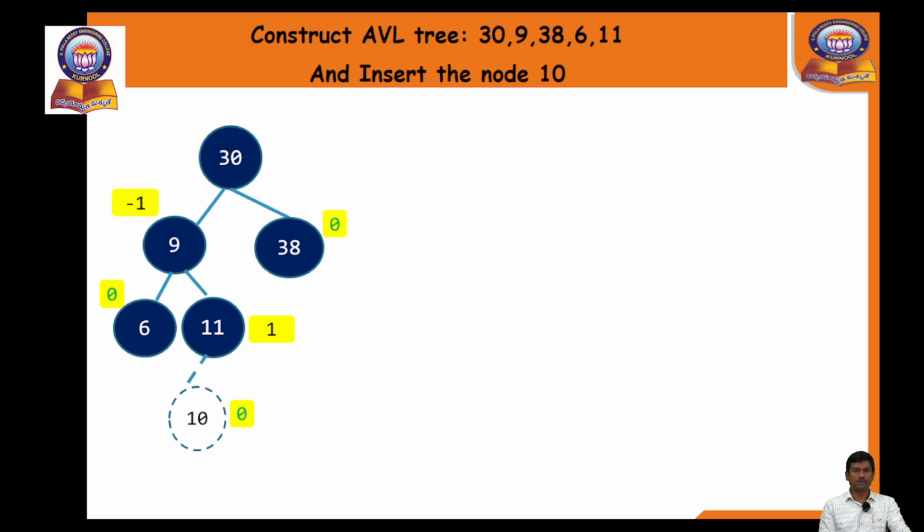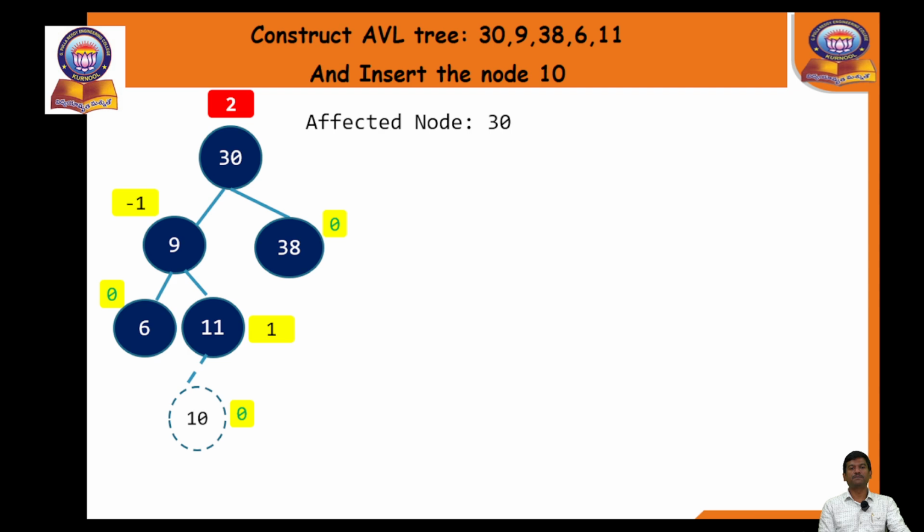And also you have to find the balance factor of node 30. So node 30 balance factor, that is the height of the left subtree, which is equal to 3, because node 9, node 11, node 10 are present. So the height of the left subtree is 3, and the height of the right subtree is equal to 1. So 3 minus 1, that is equal to 2. So node 30 has been affected because the balance factor is equal to 2.